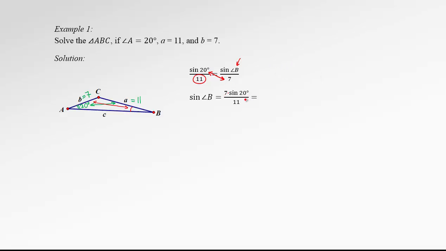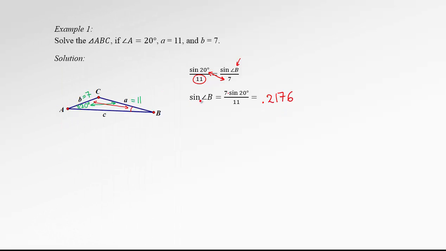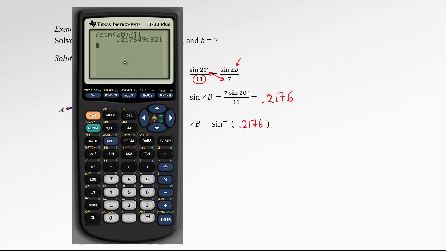Okay, so now we can use a calculator to evaluate this expression. We go 7 sine of 20 degrees, bracket, and then divided by 11. Enter. Let's record the answer up to 4 decimal places. That will be 0.2176. So we have the value of sine of angle B, but we need angle B by itself. Therefore, we need to undo the sine function. This can be done by using shift sine to recall the inverse sine function of that number, 0.2176. Let's see this on our calculator.